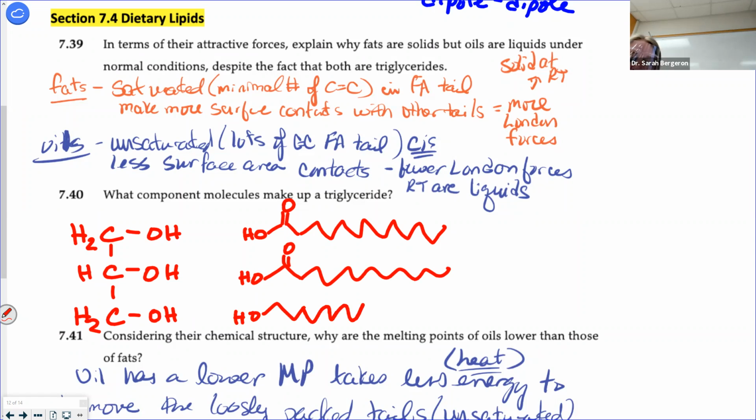I got lazy and they started to look like waves. Okay. So now, what happens to turn a glycerol and 3 fatty acids into a triglyceride? I have to hook these 4 things together. How am I going to hook these 4 things together?